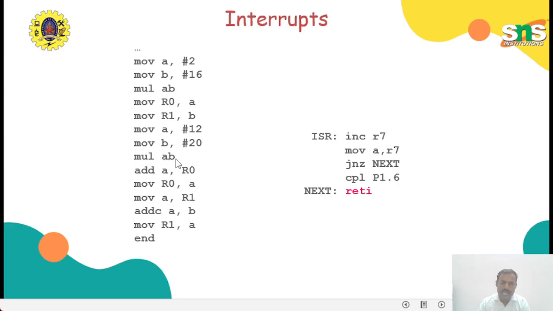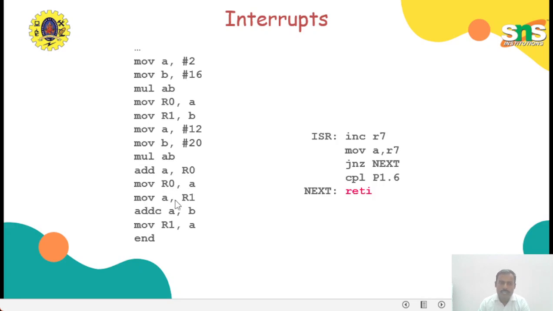Look at this. After this, I am adding A, R0. A has the lower byte of this multiplication and R0 has the lower byte of the first multiplication. So these two values will be added: ADD A, R0. Again that result is moved to R0, because I cannot hold any values in the accumulator, since for the next multiplication I need to use the accumulator. That's why after this I am moving the same data to R0.